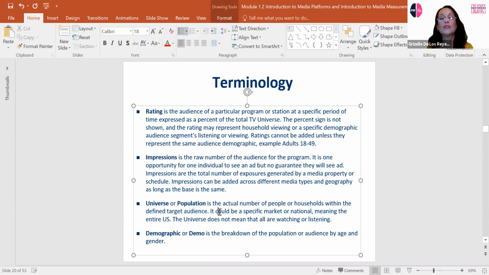Everything is relative. So if you're talking about adults 18 to 49 in the Miami-Fort Lauderdale DMA, that's your universe or your population. And then the demographic is whatever age and gender you're looking at: women 18 to 49, men 25 to 54, teens 12 to 17, kids 6 to 11. That's your demo.